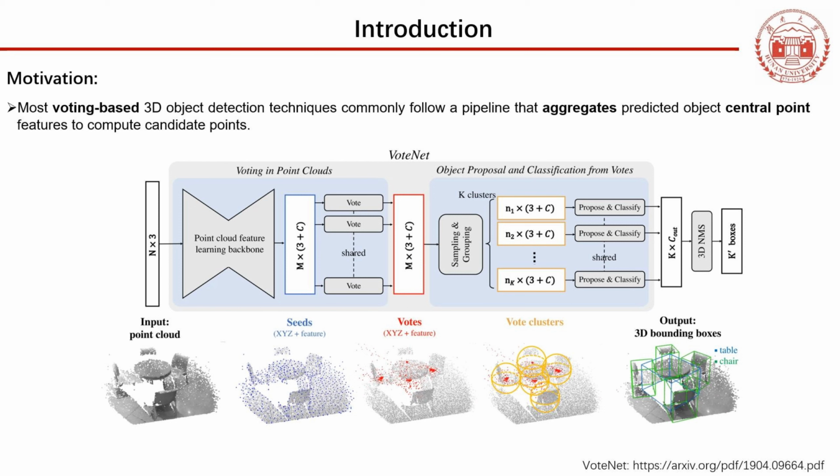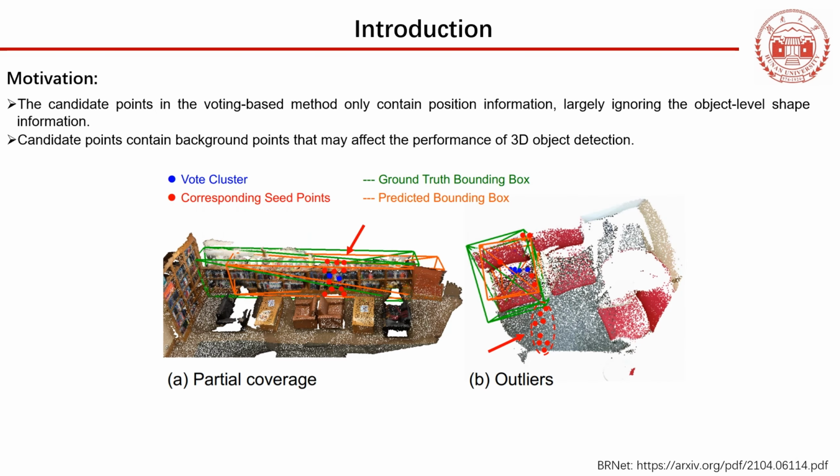Taking VoteNet as an example, most voting-based 3D object detection techniques commonly follow a pipeline that aggregates predicted object central point features to compute candidate points. Such an operation produces 2 issues. 1. The candidate points contain position information, largely ignoring the object-level shape information. 2. Candidate points contain background points that may affect the performance of 3D object detection.